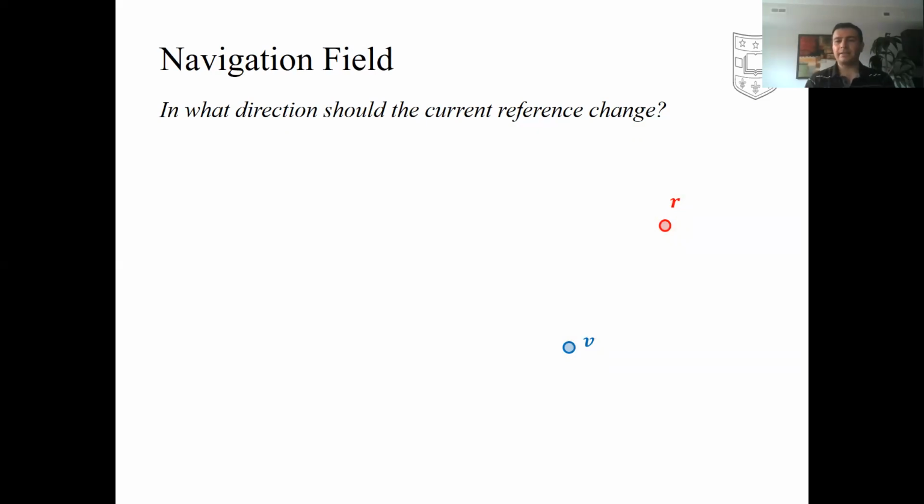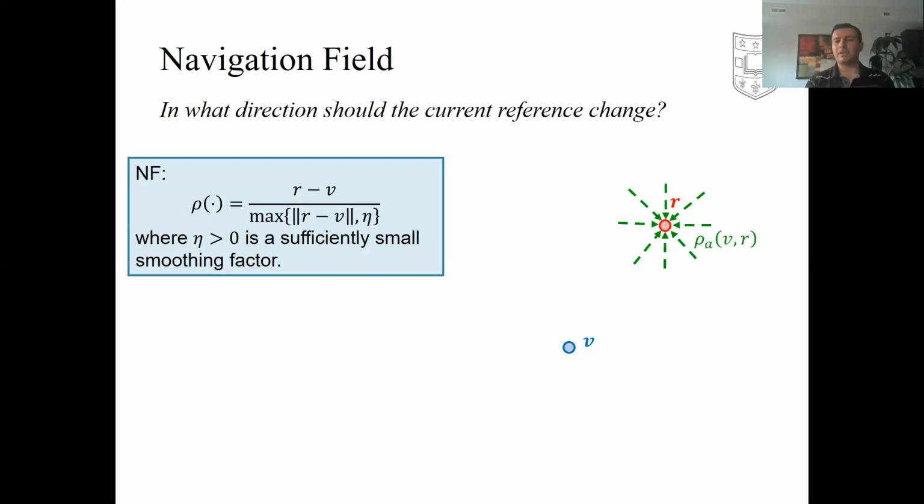Here assume that the red dot is the desired reference and the blue dot is the auxiliary reference. When the desired reference is admissible at all times, what we need is just the attractive field. Probably the simplest choice for the attractive field is this unitary vector from the auxiliary reference toward the desired reference, and we add eta here to avoid numerical problems. So when the desired reference is admissible, using this navigation field, we can guarantee that the auxiliary reference will converge to the desired reference.